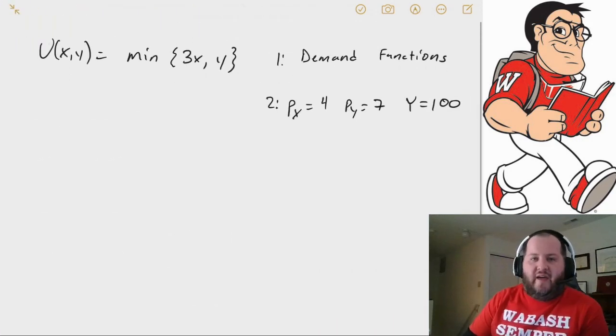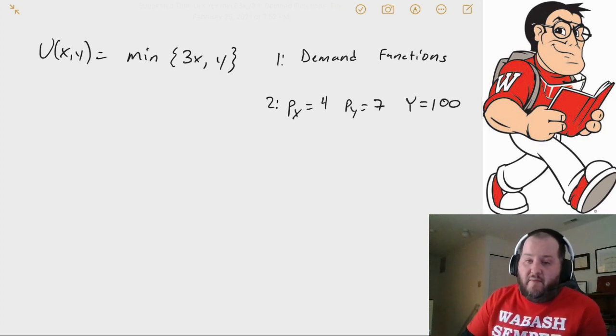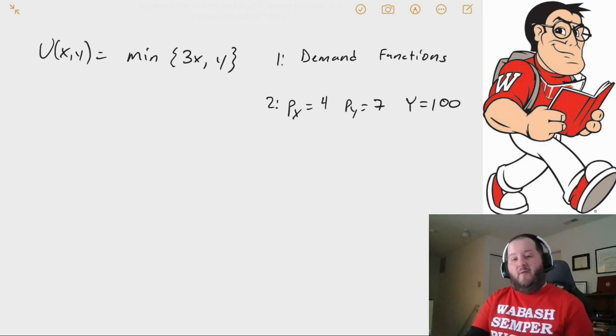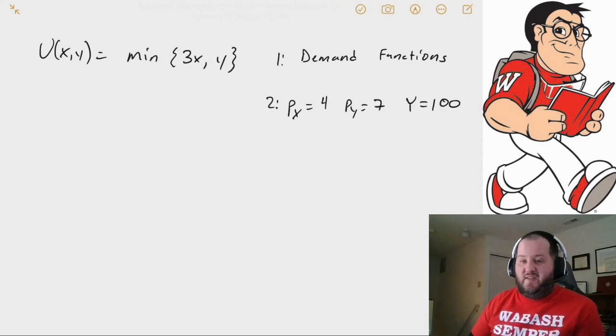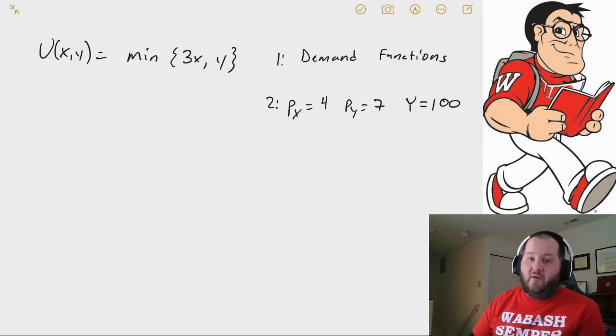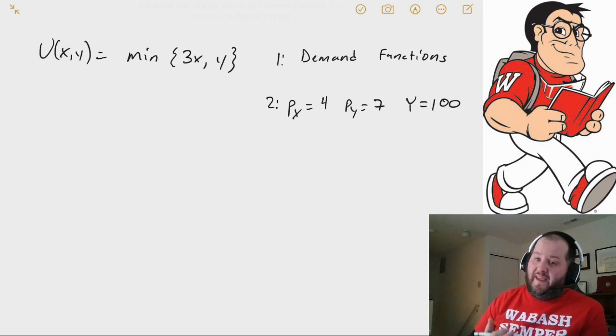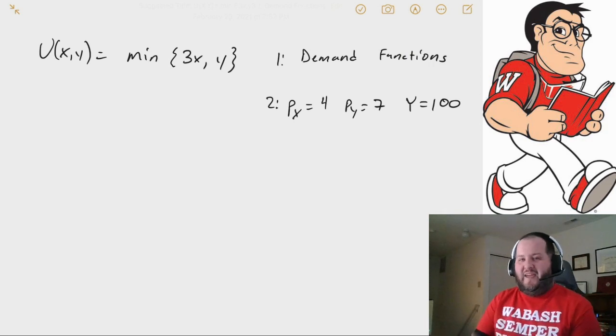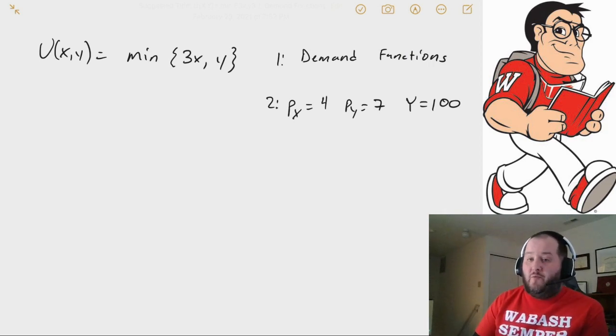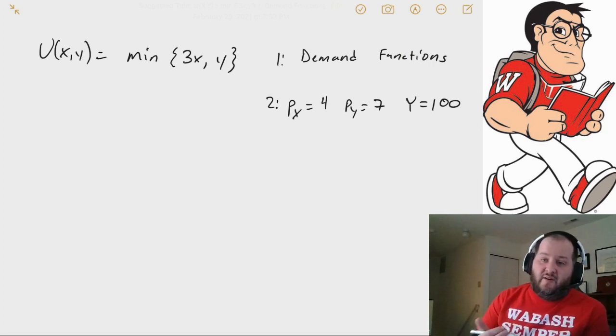The utility of x and y is the minimum of 3x and y. Once again, you should have seen that right away and said, that's perfect complements. We know that our consumer is going to want to consume these two goods in a fixed proportion. We also know that we can't use calculus on this one because we can't take the derivative of that function. It just isn't going to work. But there's a saving grace. We may not be able to get a tangency condition, but we know this fixed proportion is going to hold.